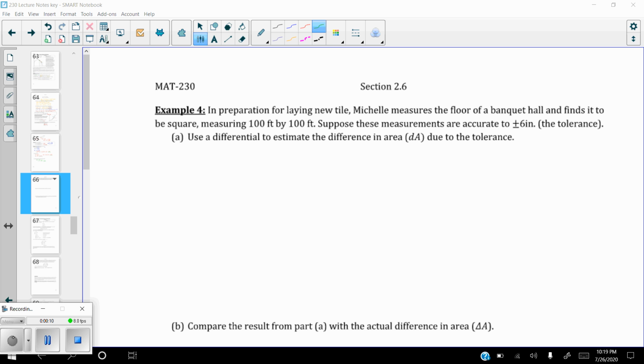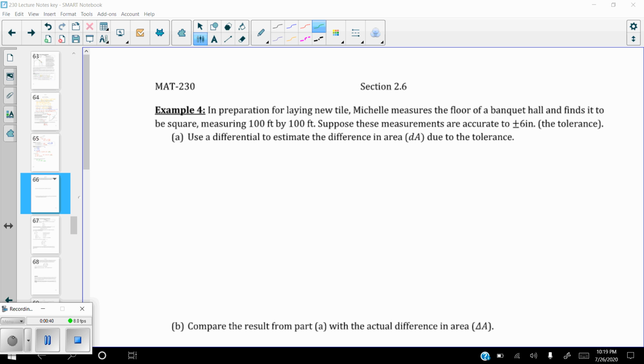Example 4. In preparation for laying new tile, Michelle measures the floor of a banquet hall and finds it to be square, measuring 100 by 100 feet. Suppose that the measurements are accurate to plus or minus 6 inches. So there might have been a little bit of an error there. We call that the tolerance. So we're going to use differentials to estimate the difference in the area, or dA, due to the tolerance.